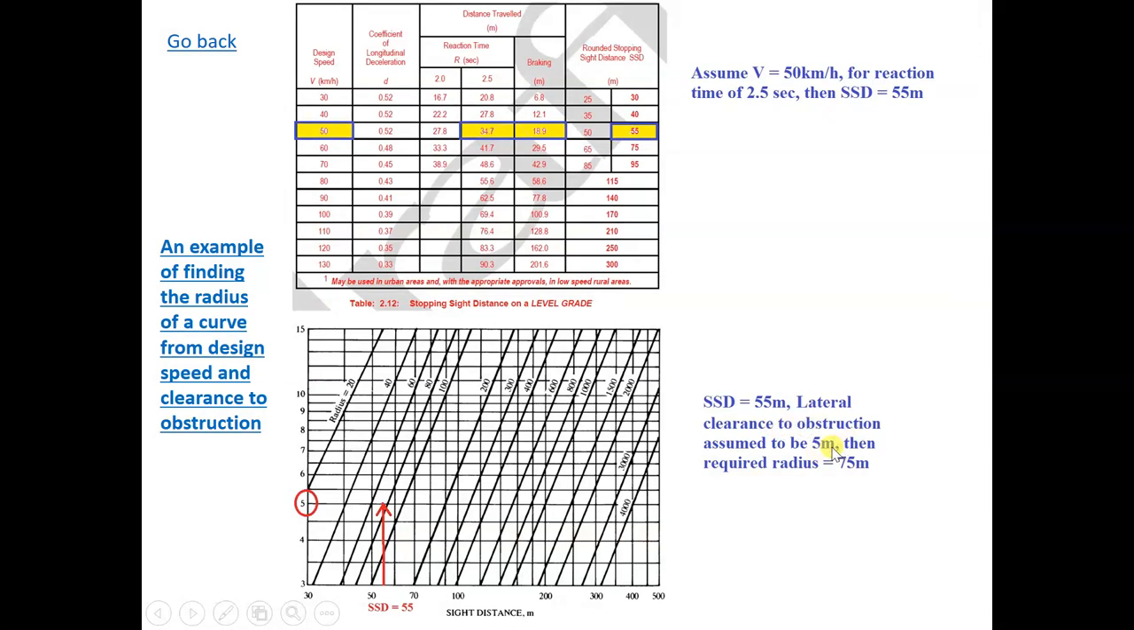So for 55 SSD, and a lateral clearance to obstruction of, let's say, 5, the radius is between 60 and 80, so about 75. We can come up with the required radius for this bend as 75. Like I talked about just now, if you have to construct a road in quite mountainous topography, you may have a radius of, let's say, 50. Then you can walk backwards and find out the design speed required for that road.